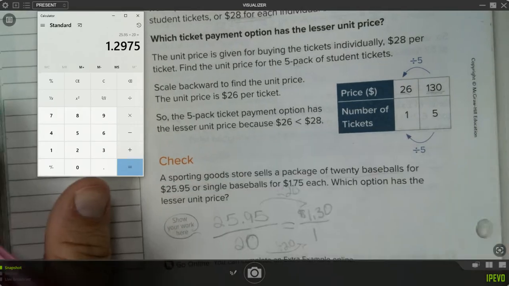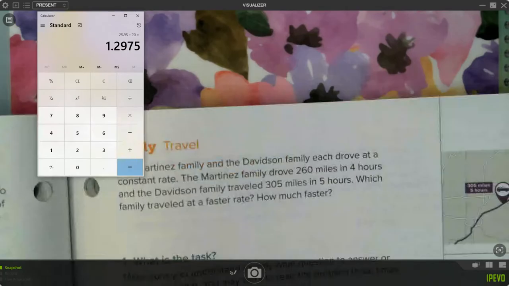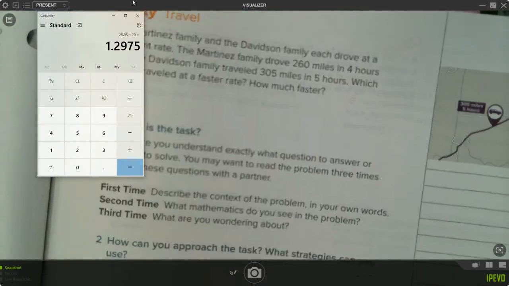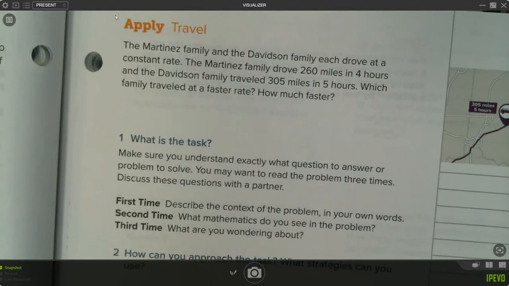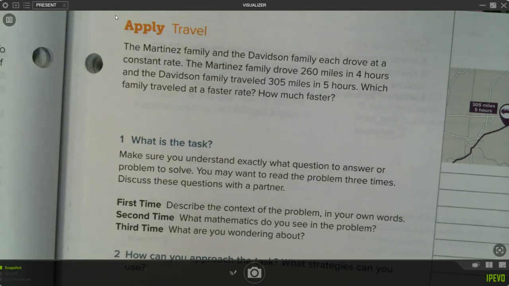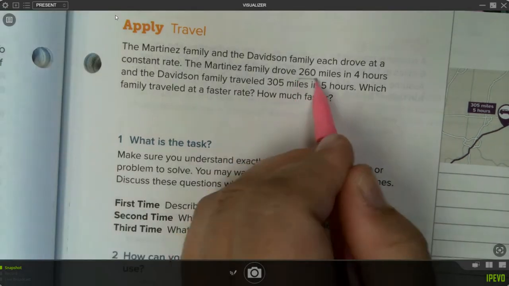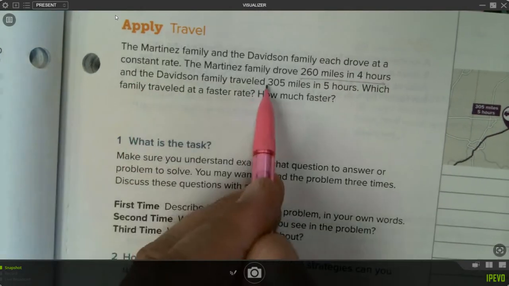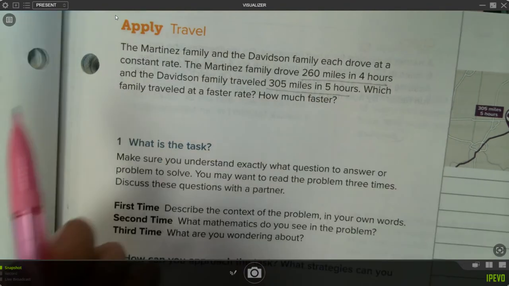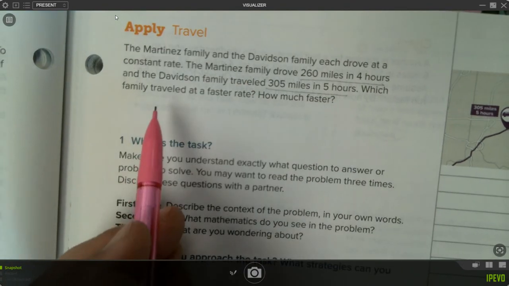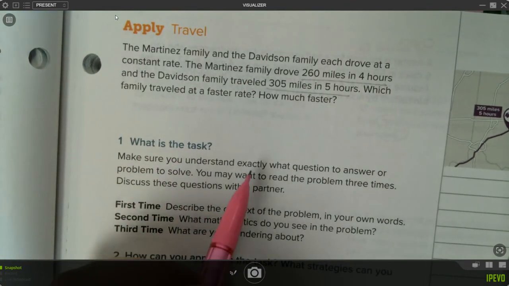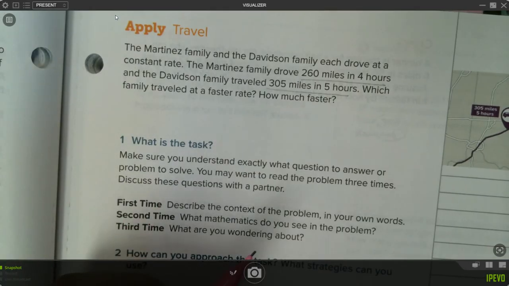All right, let's take a look at the apply problem. The Martinez family and the Davidson family each drove at a constant rate. The Martinez family drove 260 miles in 4 hours, and the Davidson family traveled 305 miles in 5 hours. Which family traveled at a faster rate? So you need to get each of these down to 1.